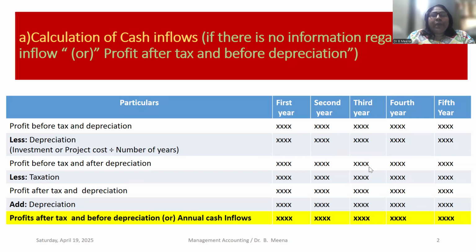Whenever we are going to calculate the net present value, as usual, we need to work out the annual cash inflow. The content and format I explained in the previous two videos are common to calculate the annual cash inflows, which is otherwise called profits after tax and before depreciation. So that is the usual format. Whenever the annual cash inflows are not given in the question, we need to work it out like that.